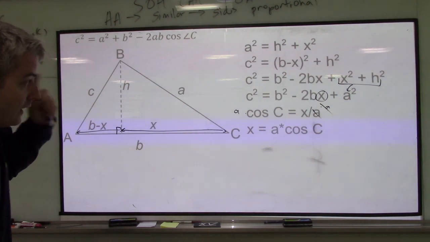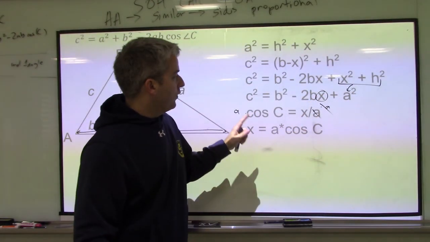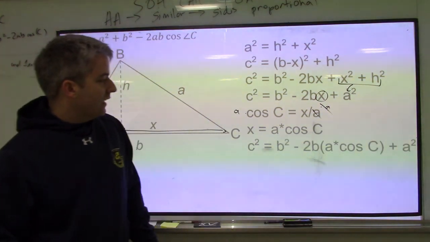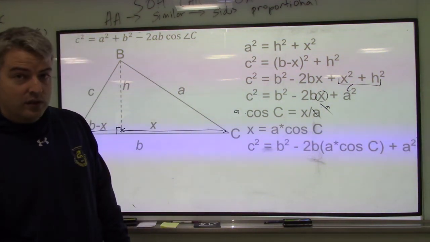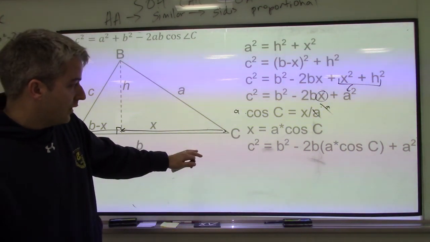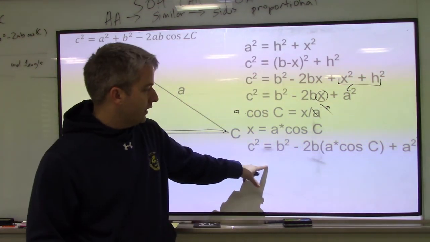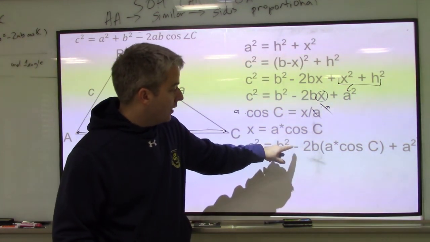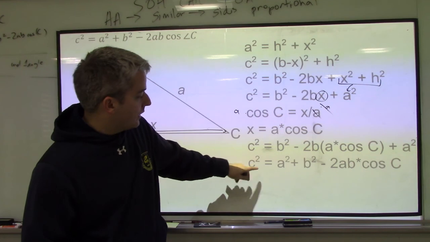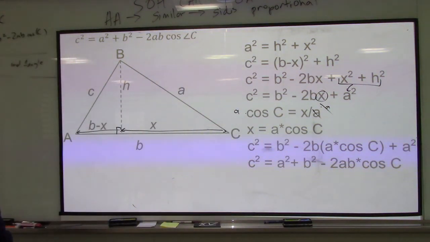Last step is that we just take our equation that we solved for before, and we replace the x with a times cosine c. And really from there we're done, because we just need to rearrange this a little bit, put a squared out in front, right? Instead of a squared in the back, we put a squared out in front. A squared plus b squared minus 2ab cosine c. Whew. So not too bad.